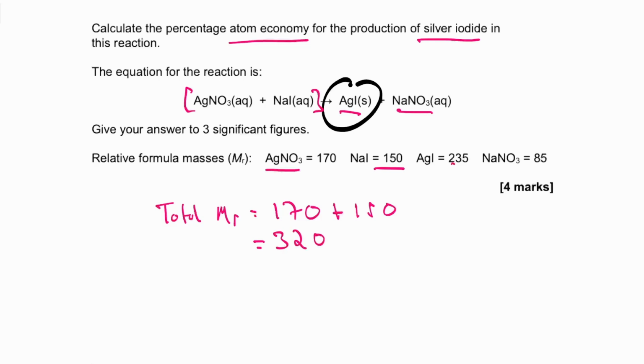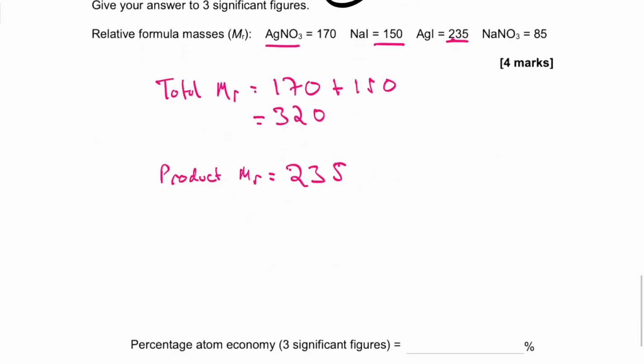Now to work out the atom economy, that's going to be the total, but we need to work out how much of our product we actually produced. For the product Mr, that's actually given to us straight away as 235. So we can put that in there. Now it's just a simple case of knowing what to do with these two numbers. You want to work it out as a percentage, so we do 235, that's how much we actually wanted, over the total, which was 320. So 235 of our molecular mass went into our desired product.